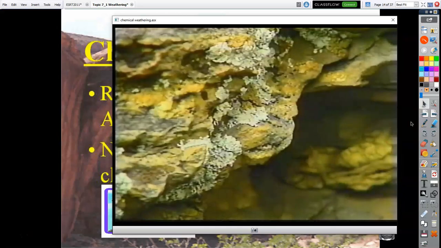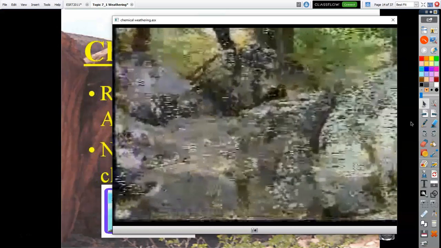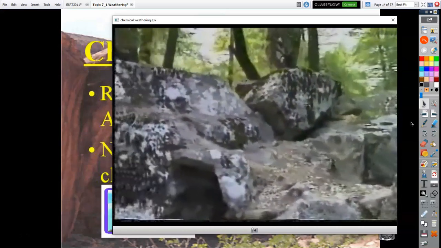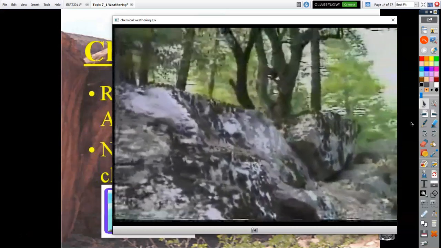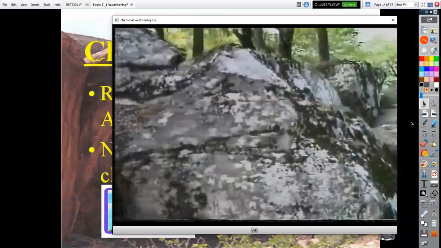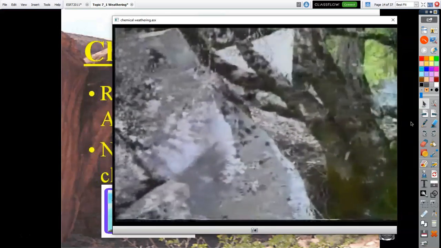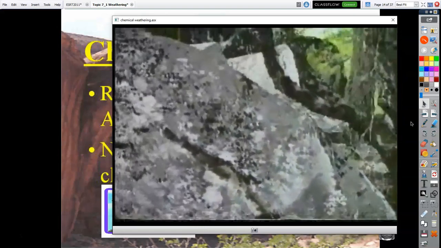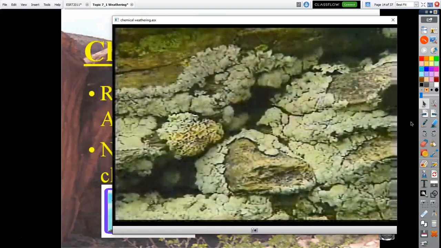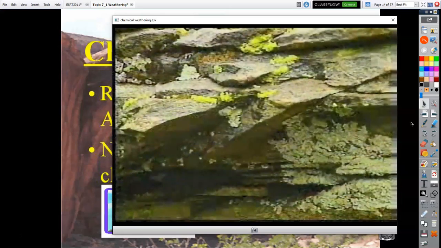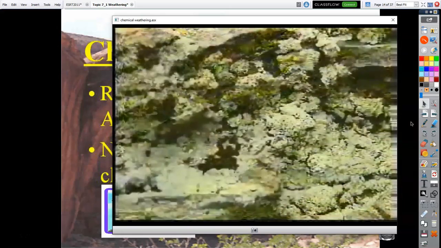But are there other ways in which rocks can chemically weather? These rocks are covered with a plant called lichen. They illustrate another example of how the chemical weathering process takes place. The lichen actually secrete a mild acid which can dissolve or eat away the surface of the rock.